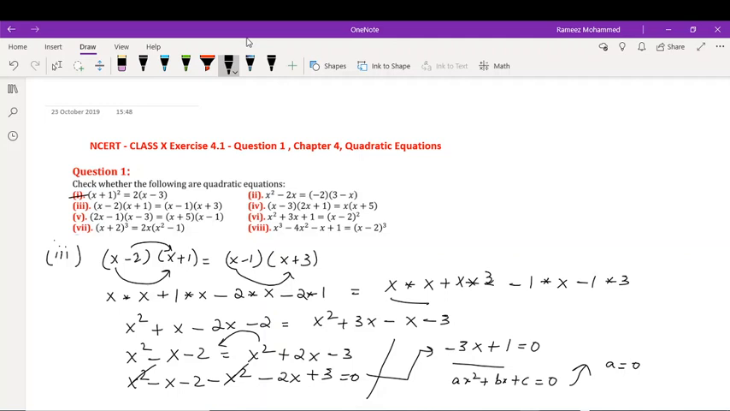And one more thing, for a statement to be a quadratic equation, the degree of x should be 2, whereas the degree of x here is 1. So it is not a quadratic equation.